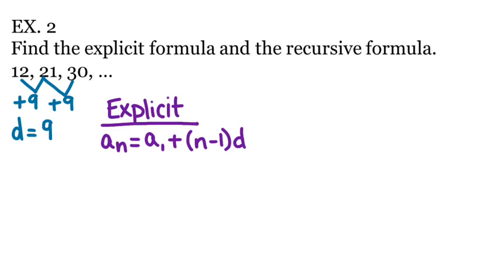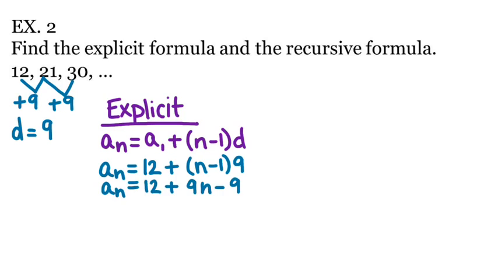So I'm going to plug in the information that I know. I want to plug in the first term in the sequence, which is a1, and the common difference 9 in for d. Everything else is going to stay the same, and then we're going to simplify it as much as possible. So I would have a sub n equals 12 plus n minus 1 times 9. We're going to distribute the 9 in the parentheses. That would be 12 plus 9n minus 9. Then if I combine like terms, the equation would be a sub n equals 9n plus 3.